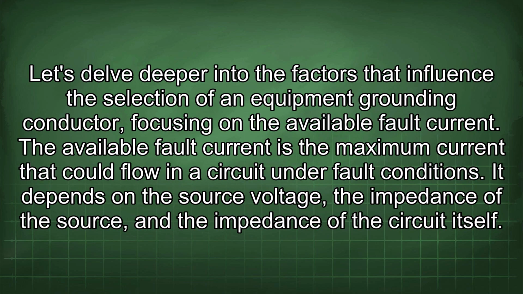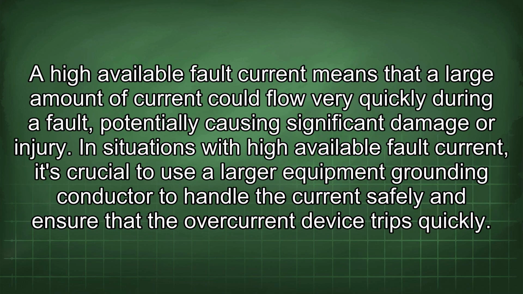Let's delve deeper into the factors that influence the selection of an equipment grounding conductor, focusing on the available fault current. The available fault current is the maximum current that could flow in the circuit under fault conditions. It depends on the source voltage, the impedance of the source, and the impedance of the circuit itself. A high available fault current means that a large amount of current could flow very quickly during a fault, potentially causing significant damage or injury.